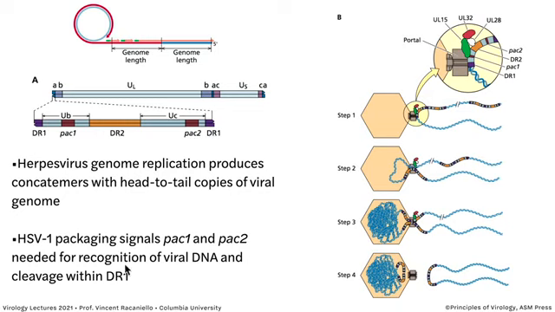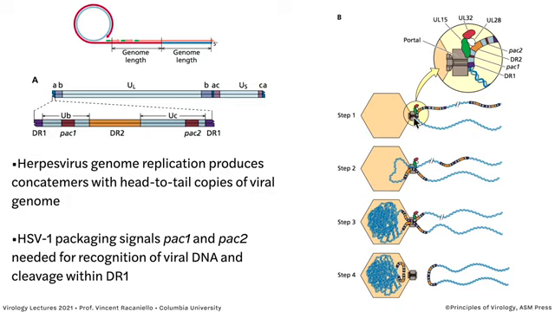So the PAC1 and 2 are needed for recognition of the DNA by the capsid, and then the DNA is cleaved within DR1. And you'll see how that happens now. So here on the right is how the packaging works. There's an empty capsid, the brown icosahedron there. Remember, this is assembled in the nucleus, and the internal scaffold is gone.